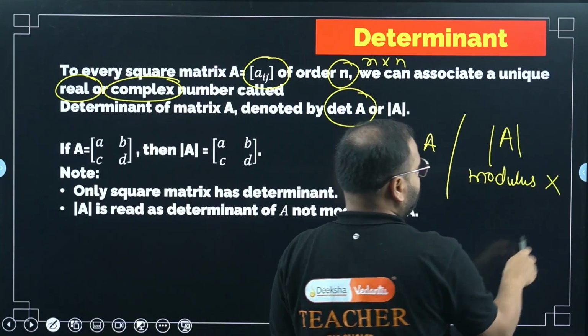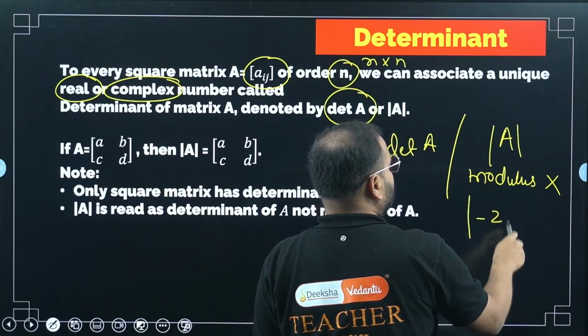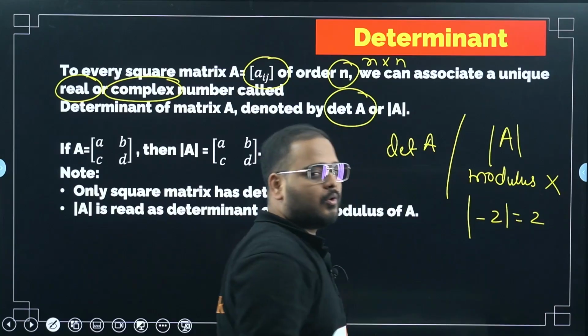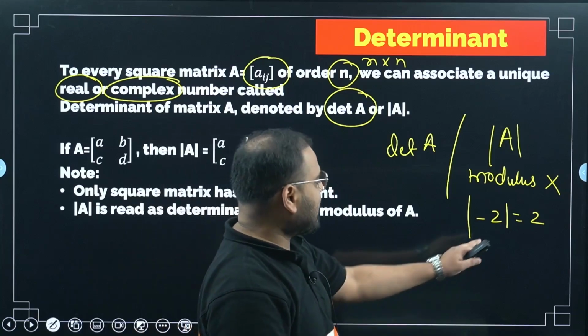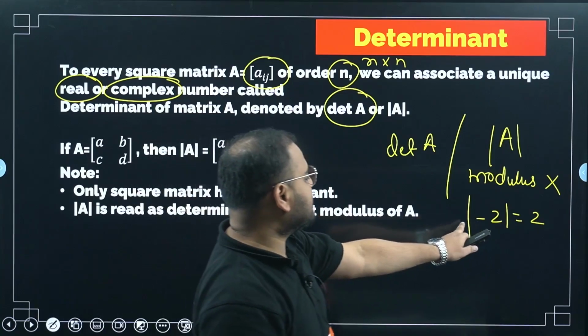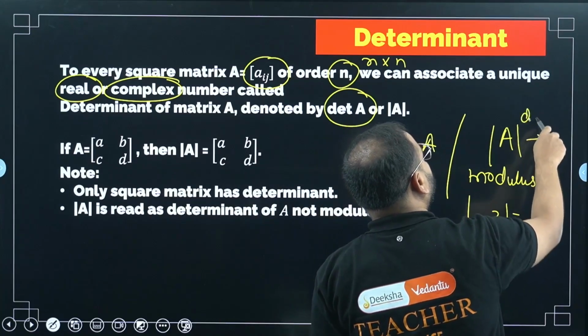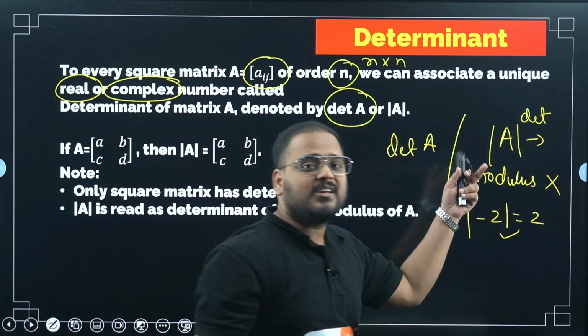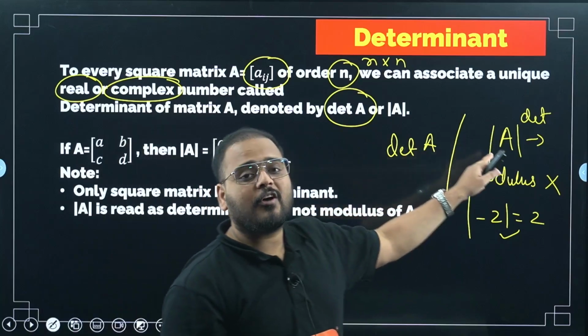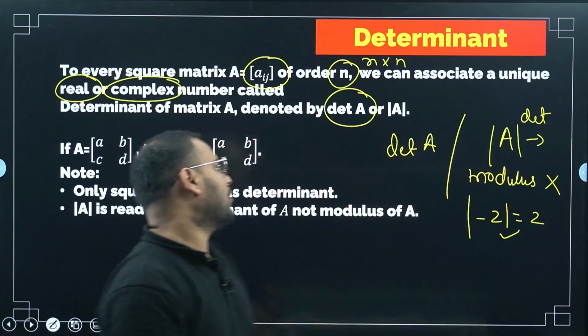Usually what we do is write this as minus 2 equals 2, which is not the case. If I take this as modulus, then that is true, but this is not modulus. This is the determinant. So we read this as determinant of matrix A.